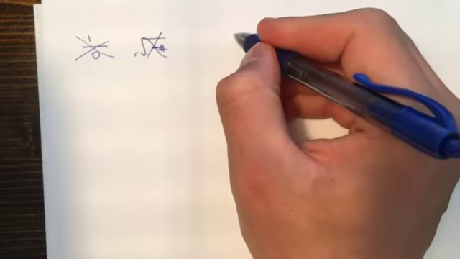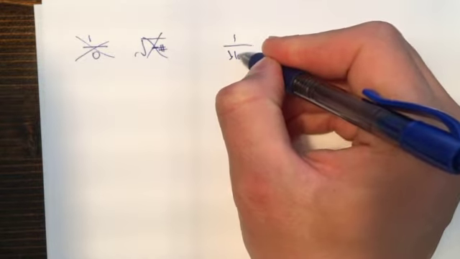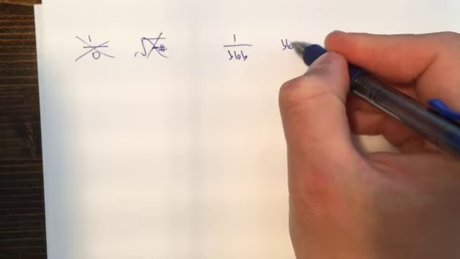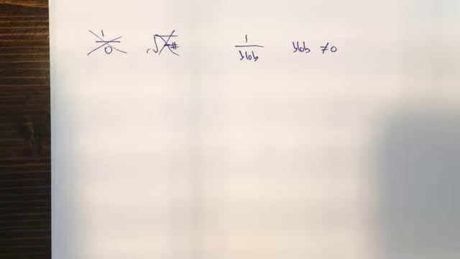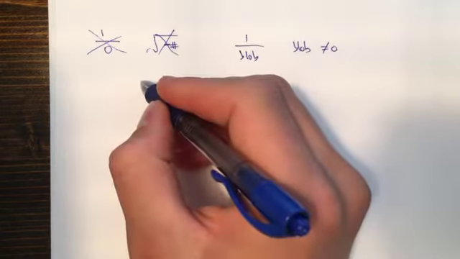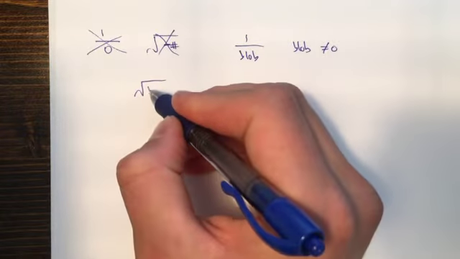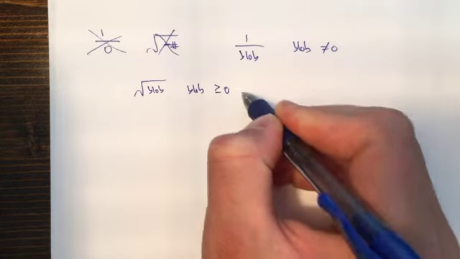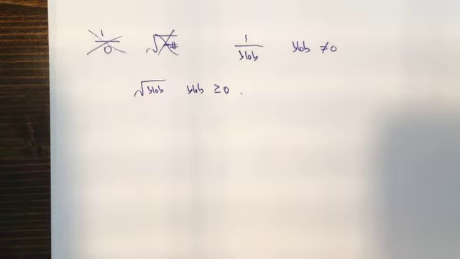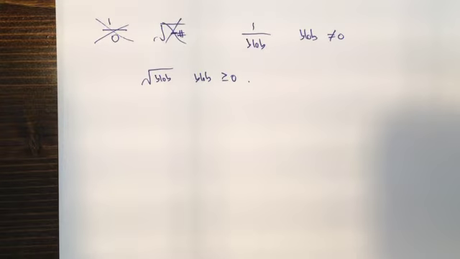So in general, when you have 1 over something, you need that something to not equal 0, because otherwise you'd be dividing by 0. And if you have the square root or the fourth root of something, you need that something to be greater than or equal to 0. Otherwise you would be plugging in a negative into an even root, and that doesn't make sense.